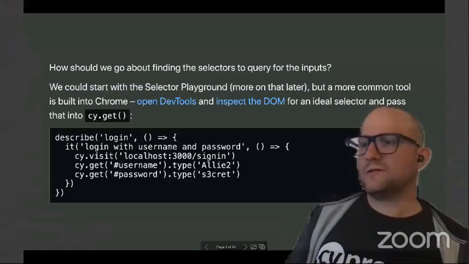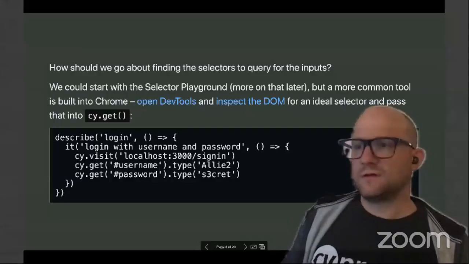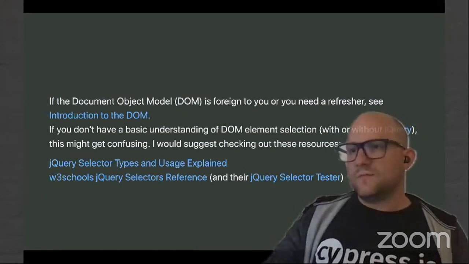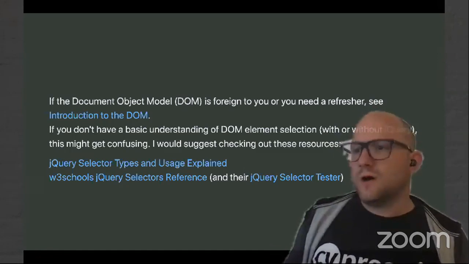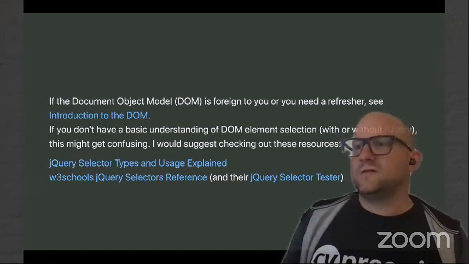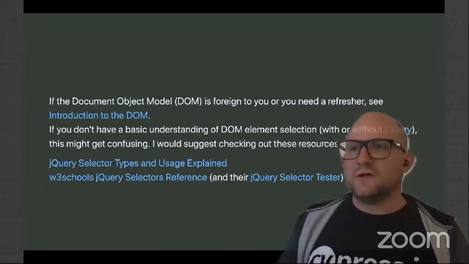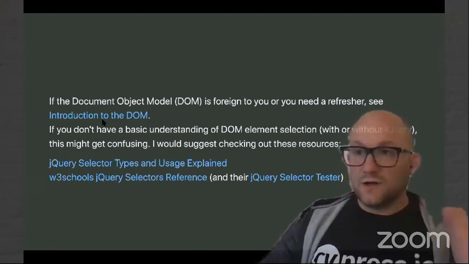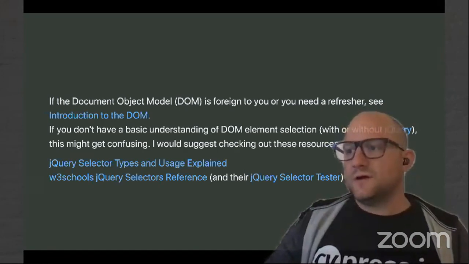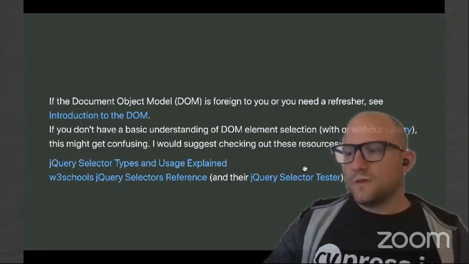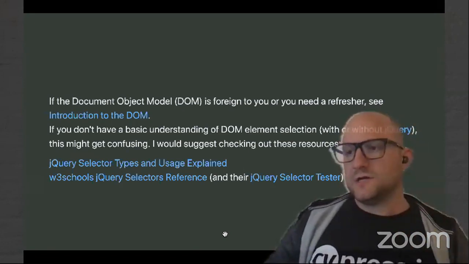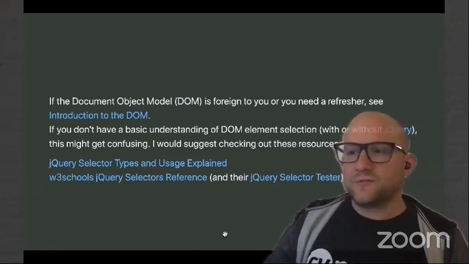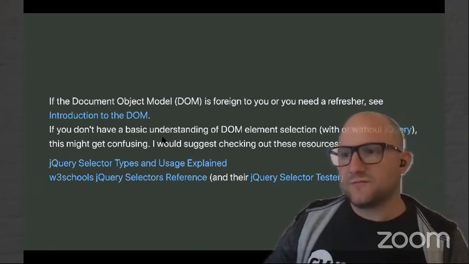Let's go back here. So for any of you that might not be familiar with the document object model, the DOM, if that is kind of fuzzy to you, or maybe you need a refresher, there's a great intro here that I'll link in the day one content page, as well as some other resources with regards to document element selection with jQuery, which is going to be pretty similar to how Cypress works. They kind of borrow some of that syntax from jQuery.